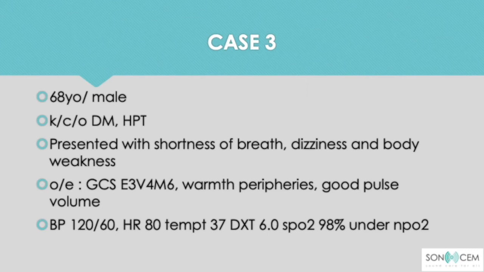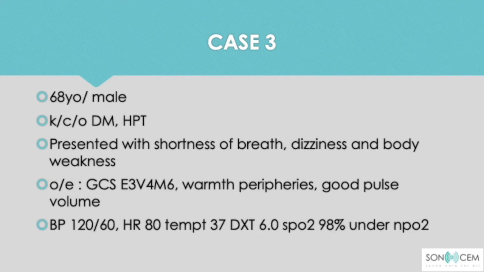Case 3. A 68 years old male, known case of diabetes and hypertension, presented with shortness of breath, dizziness, and body weakness. The GCS is E3 V4 M6. Warm periphery, good pulse volume. The BP 120/60, heart rate 80, temperature 37, DXT 6.0. SpO2 is 98% under nasopharyngeal oxygen.